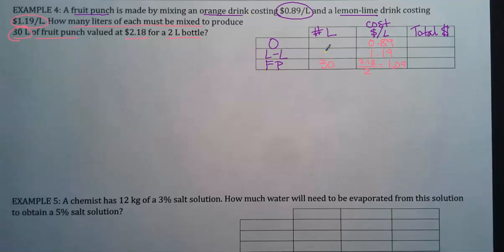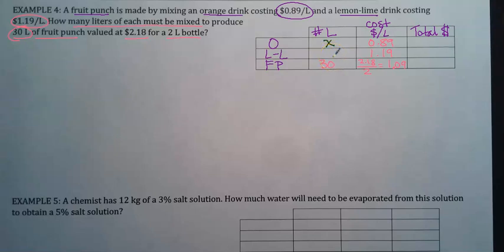We don't know, right? We have no idea. So we just have to, like, we know we need 30 total. And we need some orange, okay? So I'm gonna put an X there because we need some orange, okay? But we also need some lemon lime, we just don't know how much.